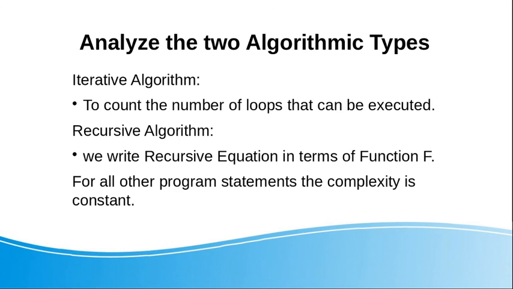To analyze the two types of algorithms: for an iterative algorithm, we count the number of loops that are executed, and by counting those loops we can analyze the algorithm. A recursive algorithm means you have a function that calls itself again, and that can be analyzed using recursive equations. All other program statements, other than the recursive call and the iterative loop statements, are considered constant. So complexity is analyzed like this.